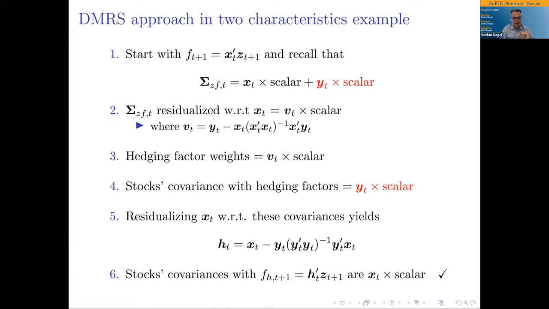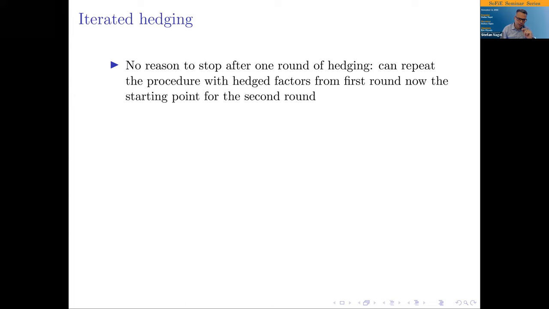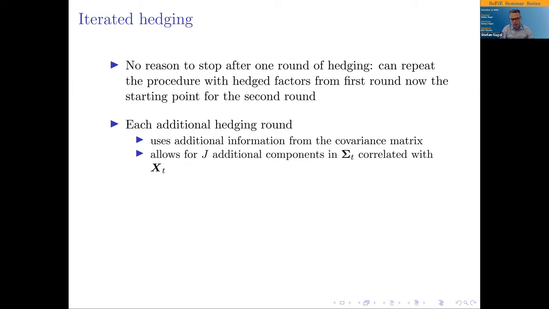Okay, now one thing we realized when we looked at this is that there's actually no reason to stop after one round of hedging, right? One can repeat that procedure, use these hedge factors and do another hedging round. Just repeat the entire procedure that we talked about. You can do this in principle multiple times. Each additional hedging round is going to use additional information from the covariance matrix, and each round allows for J additional components in that conditional covariance matrix that are correlated with X. So successive rounds of hedging weaken the conditions on the covariance matrix that need to hold for these factors to span the mean variance frontier.